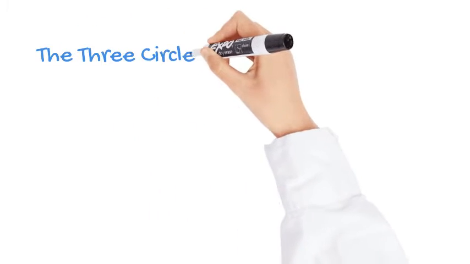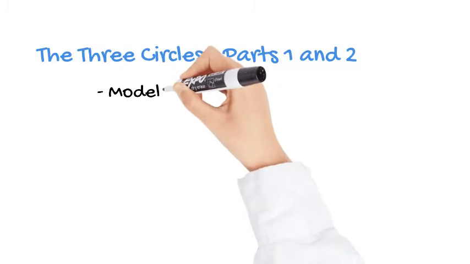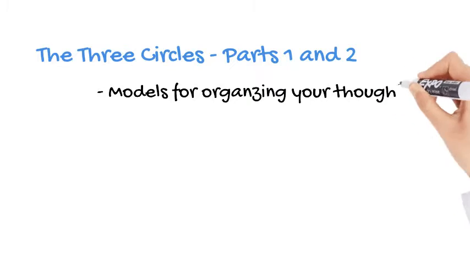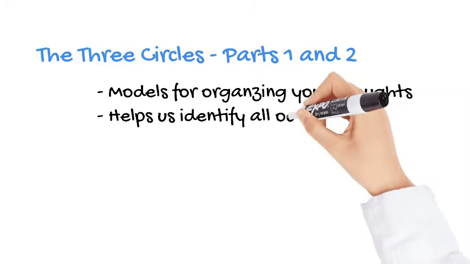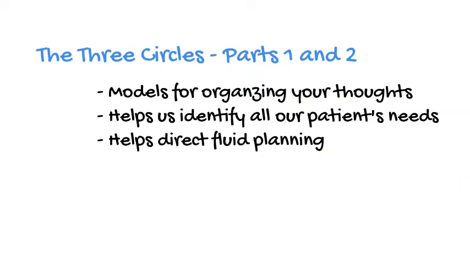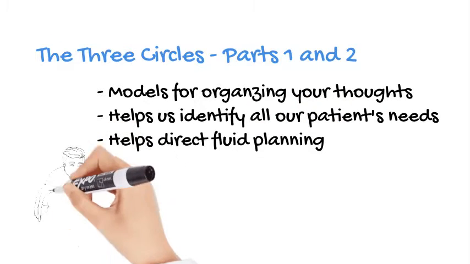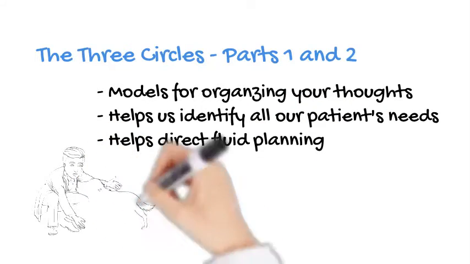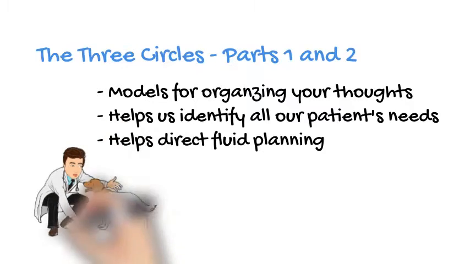What I want to do is introduce you to what I call the 3 circles, parts 1 and 2. And these are just very simple models that I reach for all the time to try and organize my thoughts. By thinking in terms of my 3 circles, parts 1 and 2, I can reliably identify my patient's needs, and this lets me direct much more intelligent fluid planning.